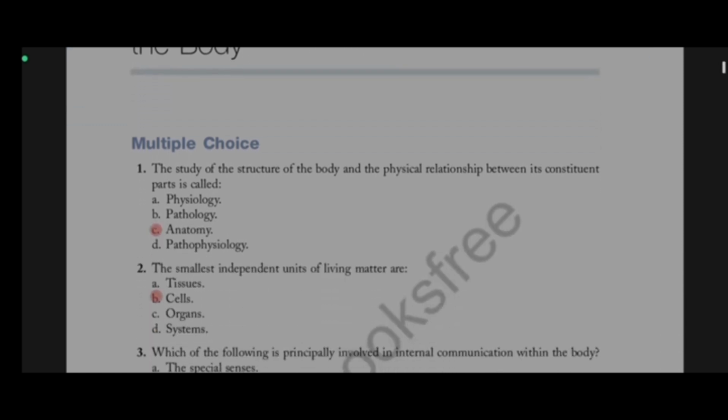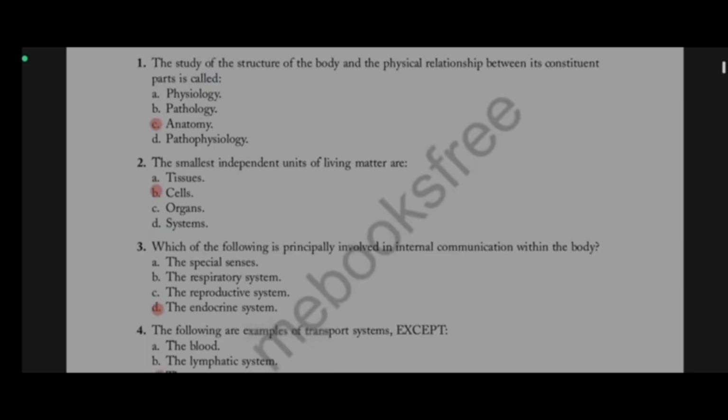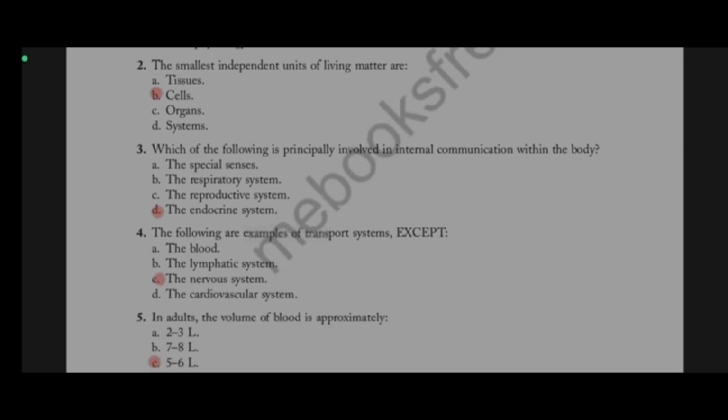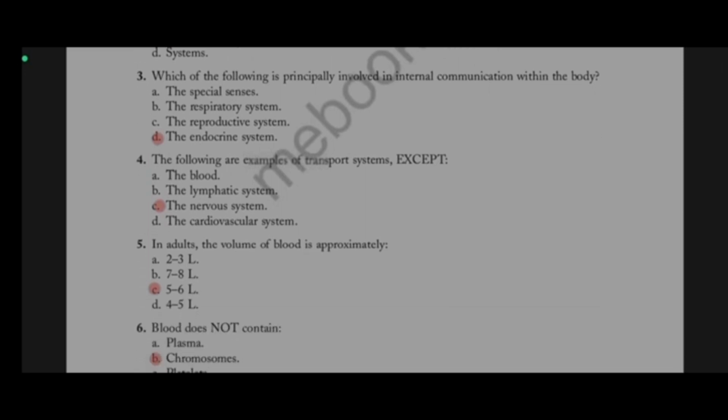Number 1, MCQ: the study of structure of the body and the physical relationship between its constituent parts is called anatomy. Number 2: the smallest independent units of the living matter are cells. Number 3, which of the following is principally involved in internal communication within the body? The endocrine system. Number 4, the following are examples of transport systems except the nervous system.